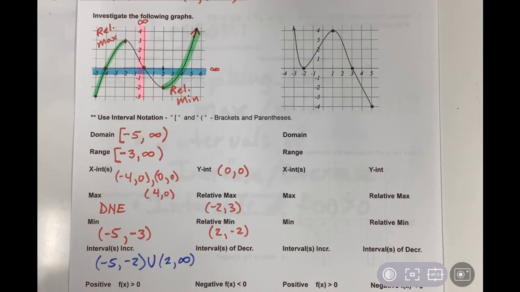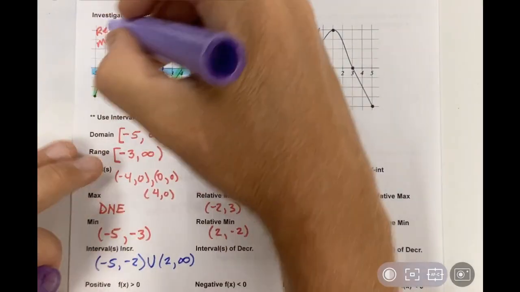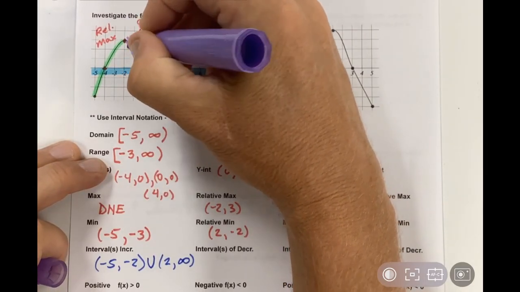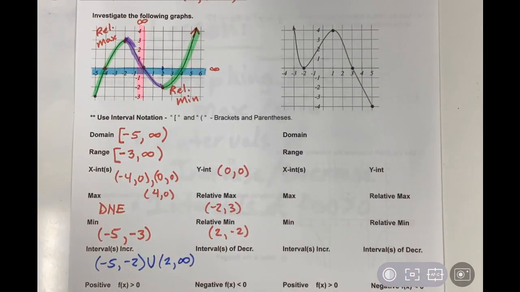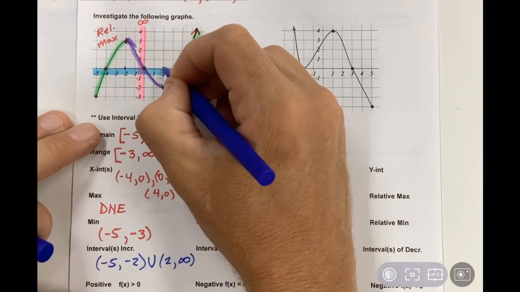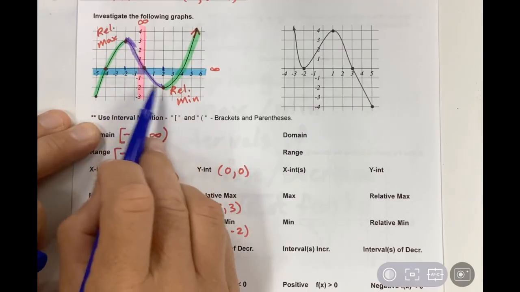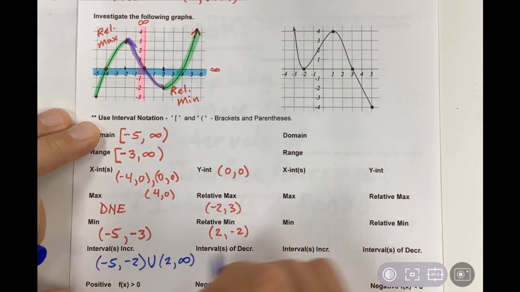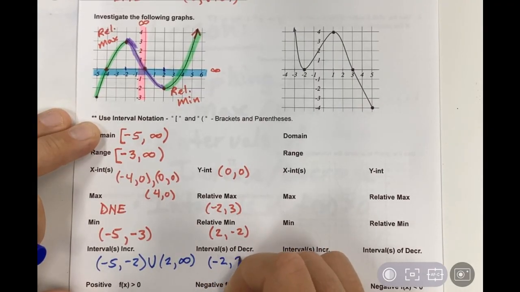Now notice also we have a time when it does go down. It goes down from that peak of the hill and then to the bottom where it dips out at the relative minimum. So therefore, in this case right here, there is a segment from -2 over to +2 when this thing is going down as you move across from left to right. So this interval of decrease is going to be between the numbers -2 and +2.